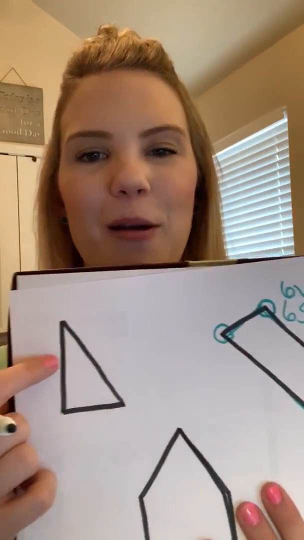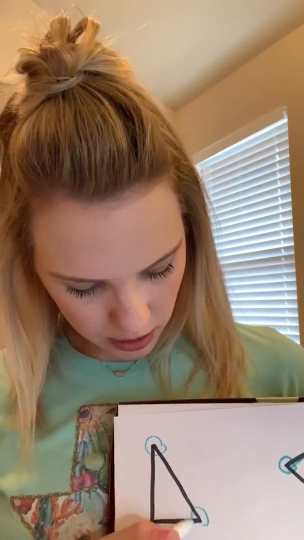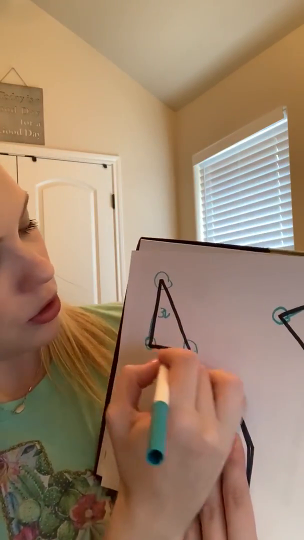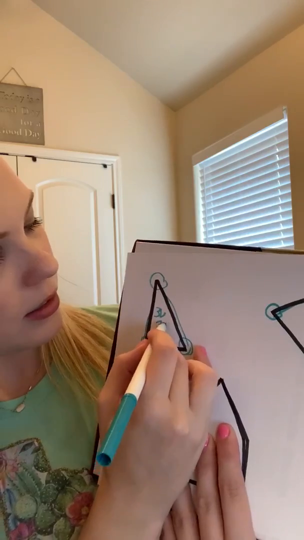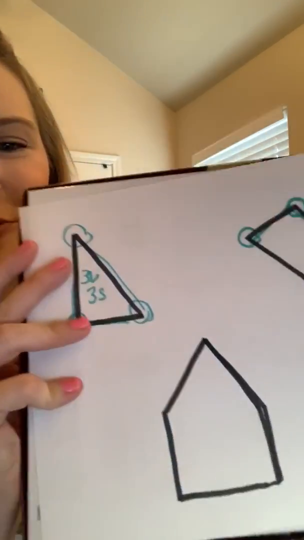All right, let's do our next one. You probably recognize the shape, but we're going to count it anyway. It has 1, 2, 3 vertices. So 3 vertices. And it has 1, 2, 3 sides. So 3 vertices and 3 sides is a triangle.